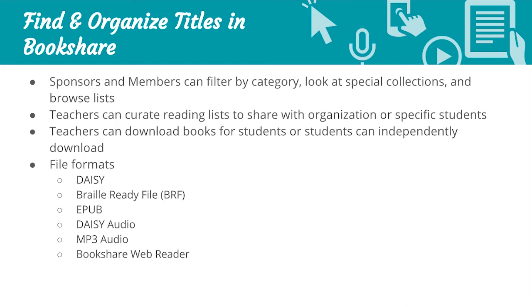Now, what's really important about Bookshare, and it's different from TumbleBooks in this regard, is that there's multiple file formats available. And Bookshare is an assistive technology tool because it gives specialized file formats like DAISY, Braille Ready File, DAISY Audio, and it also provides some that are more common and not necessarily tied to AT, which are EPUB, which is a digital ebook file, MP3 audio, pretty self-explanatory, as well as Bookshare's web reader. So this will be chosen based on the student's needs.